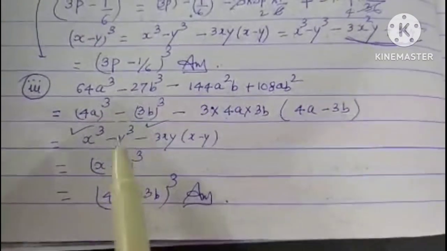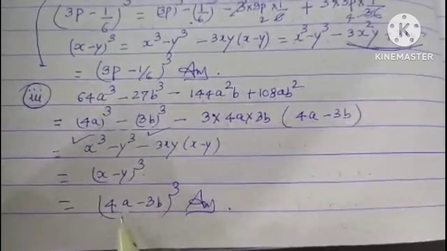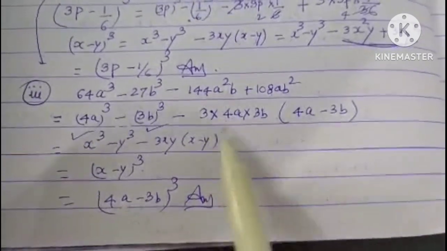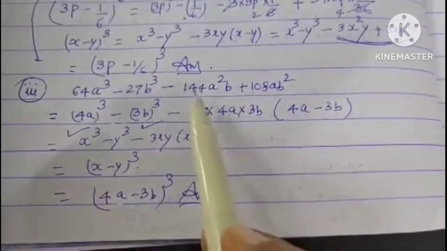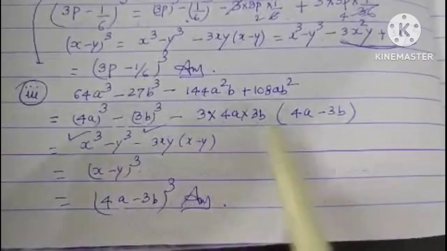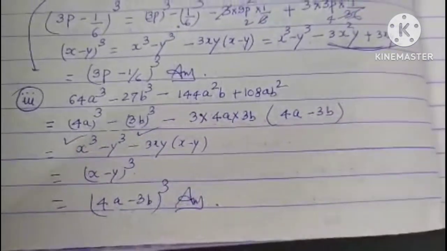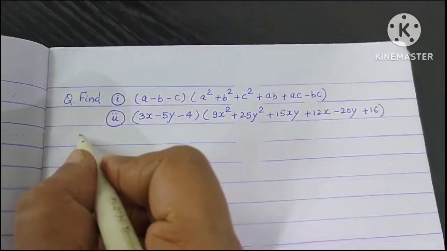I think this is clear. This is of the form x minus y whole cube, x cube minus y cube minus 3xy, x minus y. The only difference is that in the question this has been simplified to this. Okay, so let's move on. So let us solve these two questions.